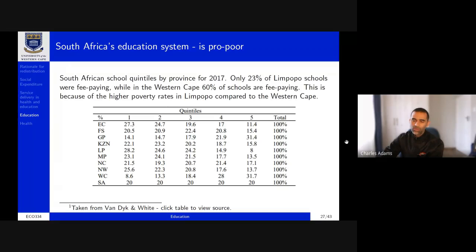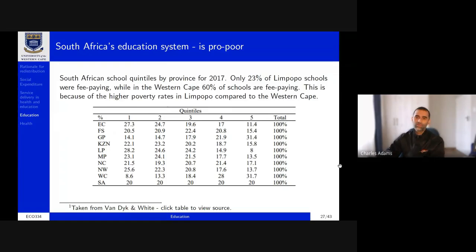Okay, so this just shows you the different quintiles by province in this table. So you'll notice, you have provinces in the rows, and the quintiles as the columns, quintile 1 to 5, and this shows you the segmentation of quintiles by province. So you'll see that the Western Cape has very few schools that are designated as quintile 1. In fact, most of the Western Cape schools are fee-paying schools, designated quintile 4 and 5, right?